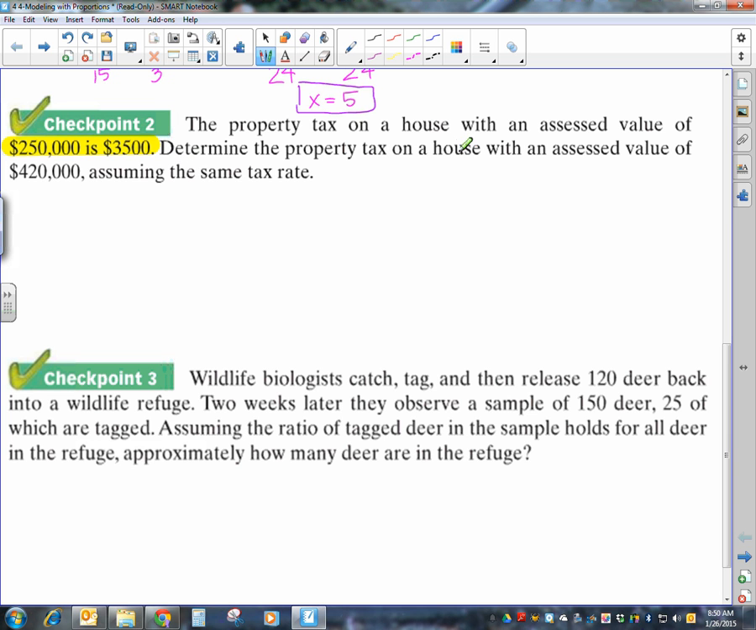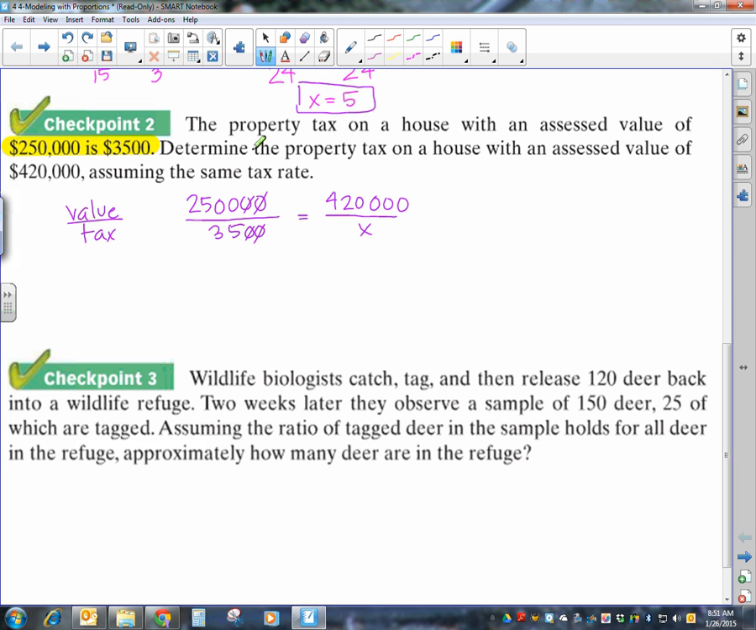Determine the property tax on a house with an assessed value of $420,000, assuming the same tax rate. So I have a value of my house, and then I have a tax on my house. And the one that they gave me, the value was 250,000 and the tax was 3,500. Okay? Determine the property tax. That means I'm looking for the one on the bottom, and the top, of course, is my 420,000. Anytime you have zeros on top, it's like dividing that number by 10 each time you cross out a zero.